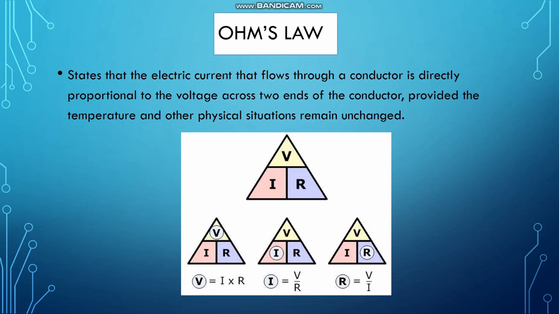From here you can see this pyramid. When we want to know the amount of voltage, we can use I multiplied by R. If we want to know the current, we can use the formula V divided by R, which is voltage divided by resistance. And if we want to know the amount of resistance, we can use the formula voltage divided by current.